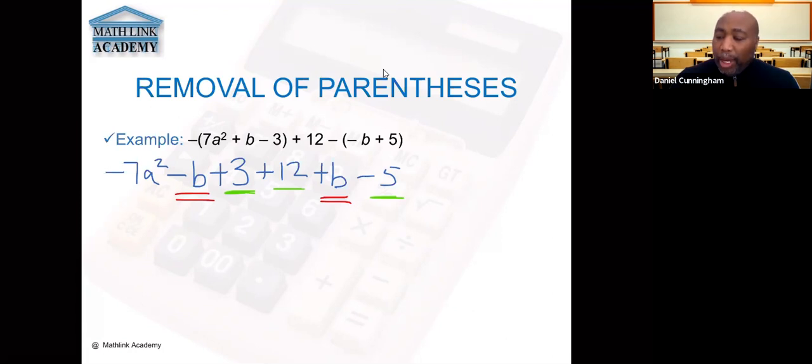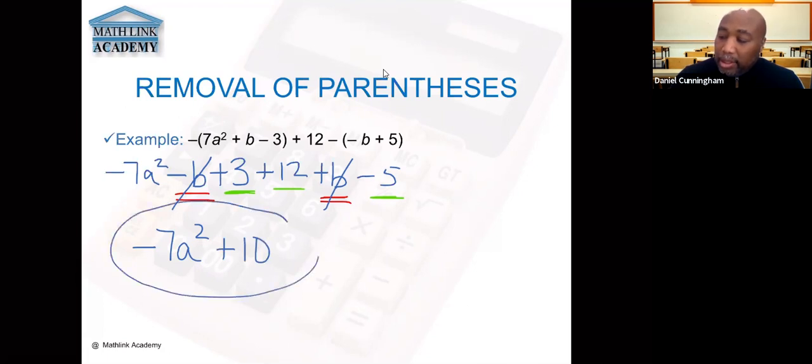So we've got a negative 7a squared. Now notice that we've got a minus b, but we're underlining in red because they're like terms, and a plus b. So that cancels. So that's gone. Plus and minus the same term will become a 0. Now we have 3 plus 12, which is in green, which is 15, minus 5, which is 10, positive 10, and that's my final answer for that particular problem.